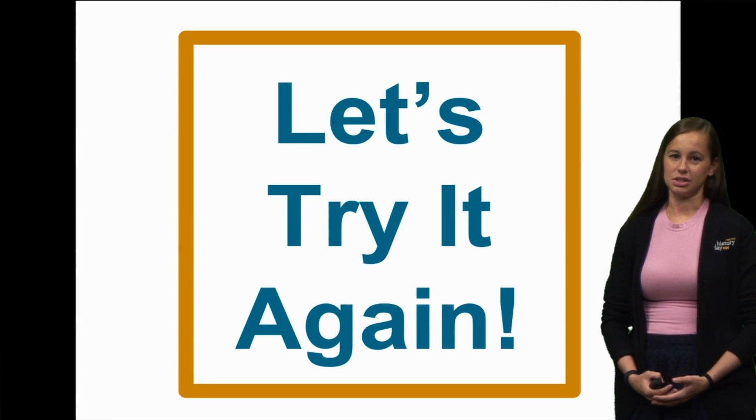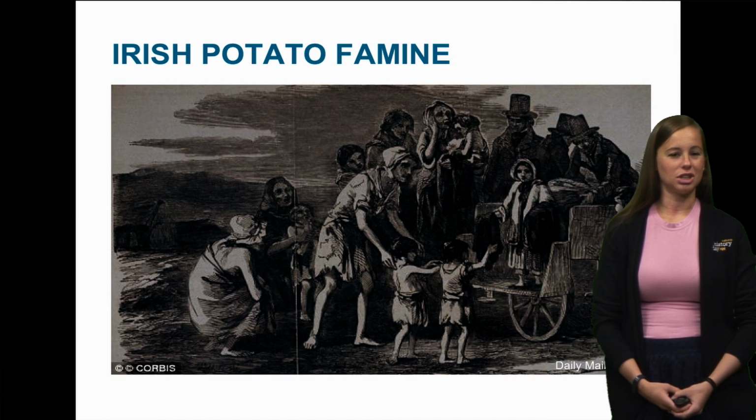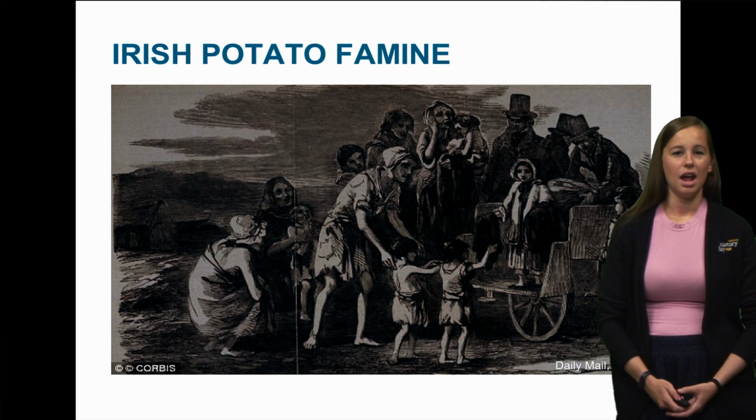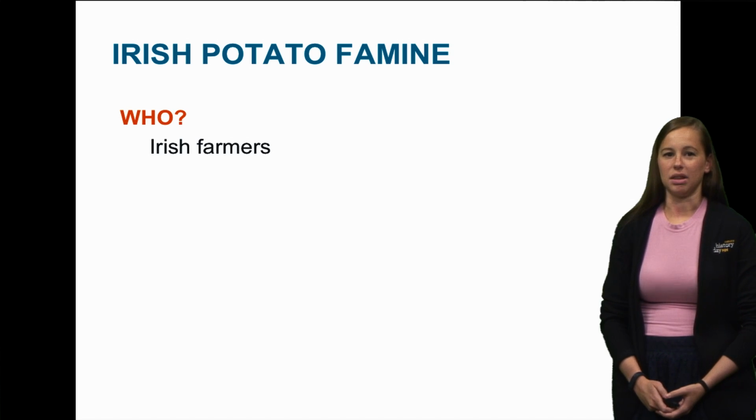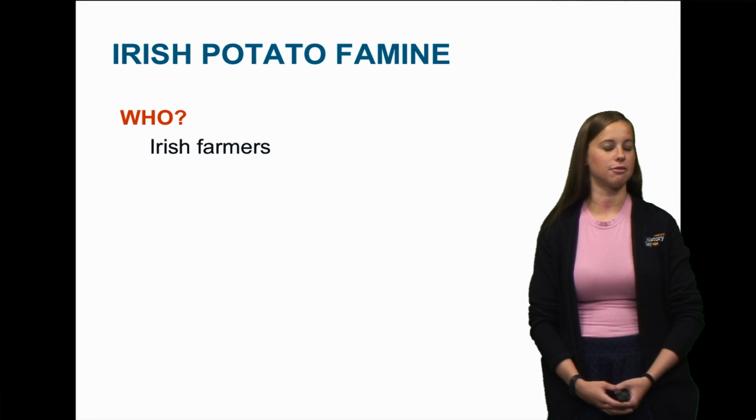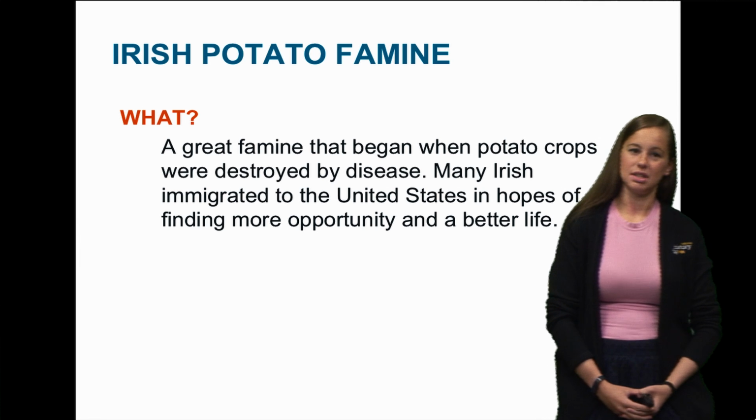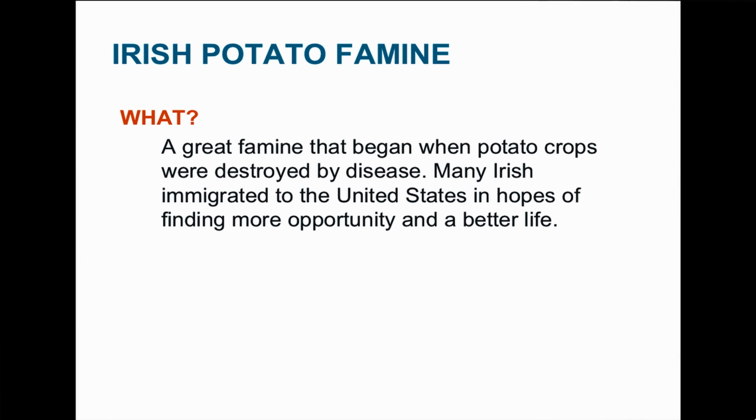So, just like you make your students do things multiple times, we're going to try it again. This time we'll look at the Irish potato famine as an example for a world history topic and examine how this could be a thesis statement. We're going to talk about who, and in this case the focus is going to be on those Irish farmers. What happened, in case you're unfamiliar with this event: a great famine that began when potato crops were destroyed by disease. Many Irish immigrated to the United States in hopes of finding more opportunity and a better life.